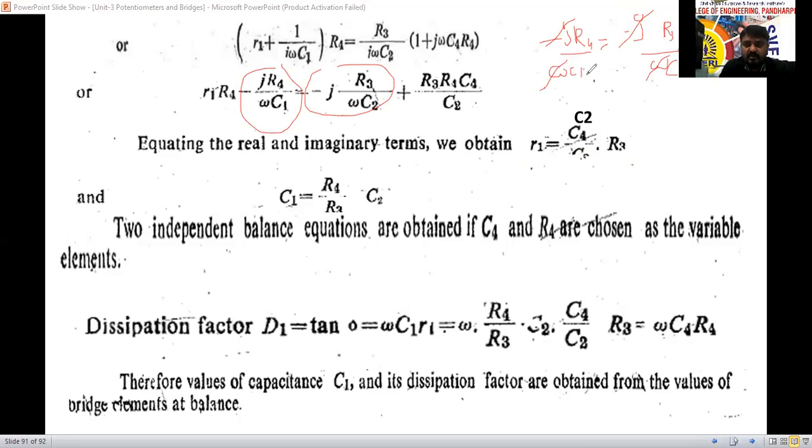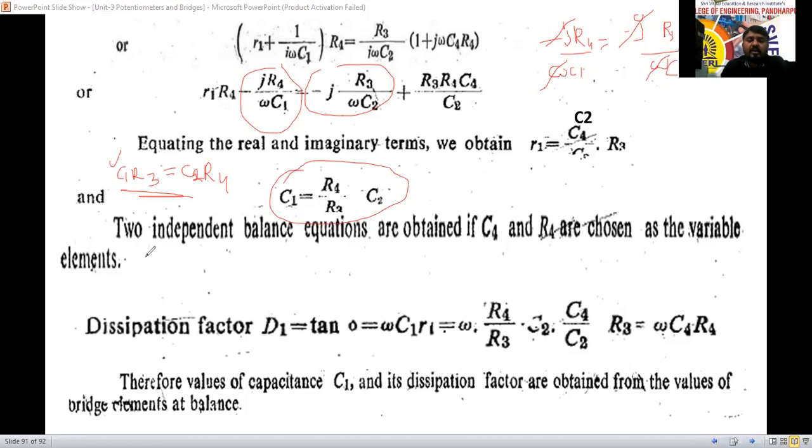Yes, sir. So we can write this one: C4 into R3, C2 into R4. So we can write here now C1 R3 equal to C2 R4. Which is the unknown capacitance here? C1 is the unknown capacitance. So C1 equal to C2 R4 divided by R3. You can write like this: C2 into R4 divided by R3 here. We have written this one here.